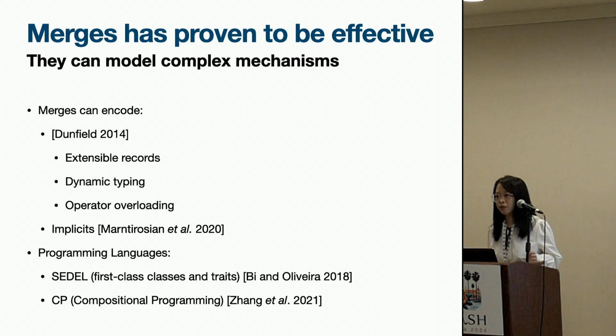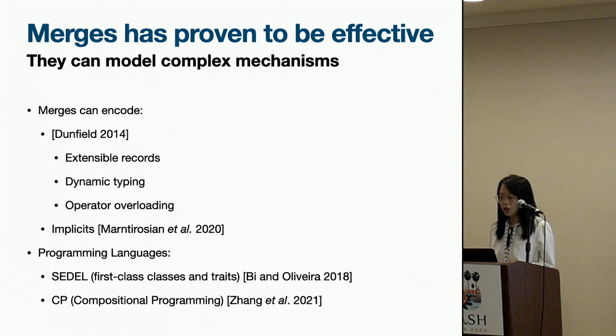And merges have many useful things. So they can model complex mechanisms. For example, in calculi with a merge operator, multiple field records are merges of single field records. So they can be extensible at runtime. So they can solve, like, the expression problem. And the merge operator can encode various other programming language features, including extensible records, dynamic typing, and operator overloading.